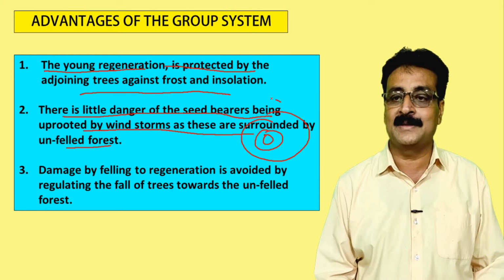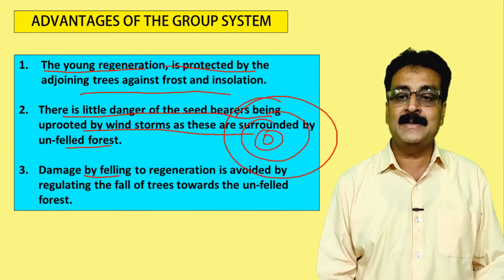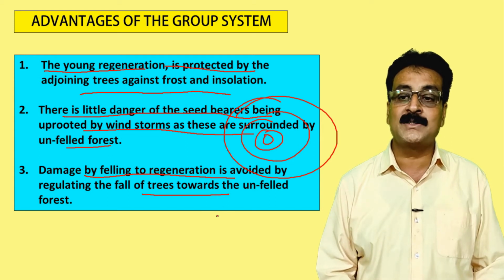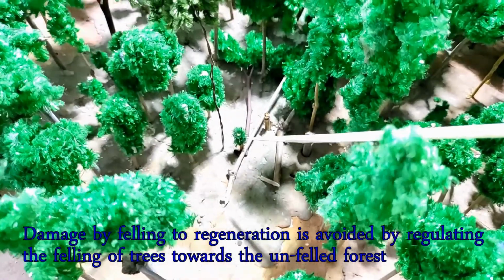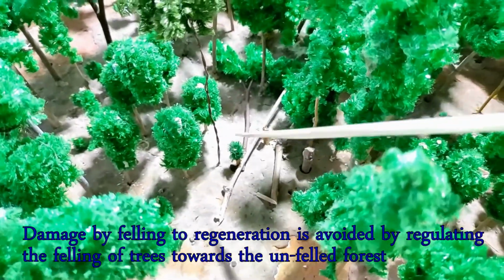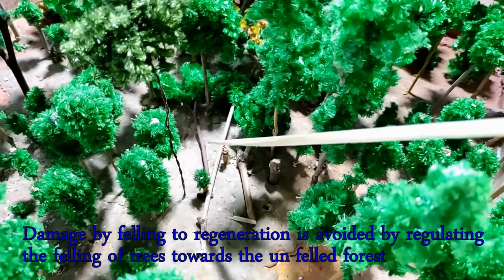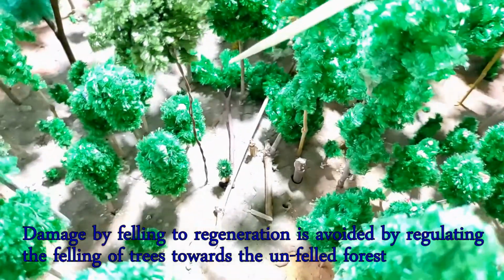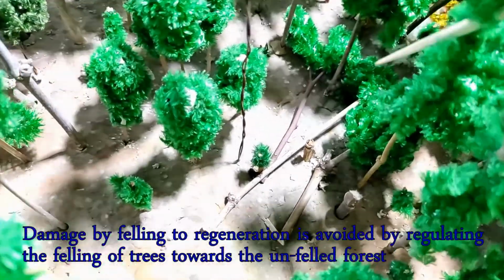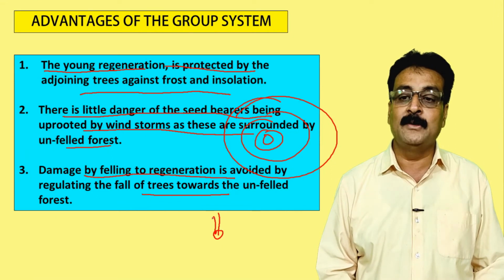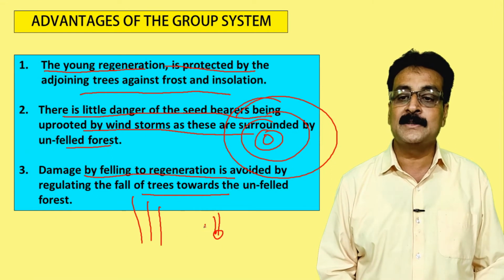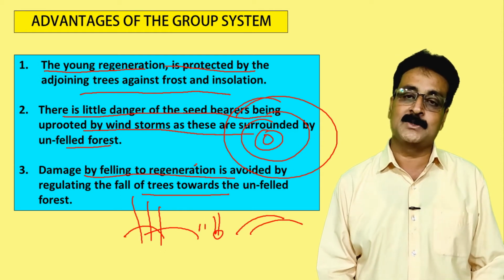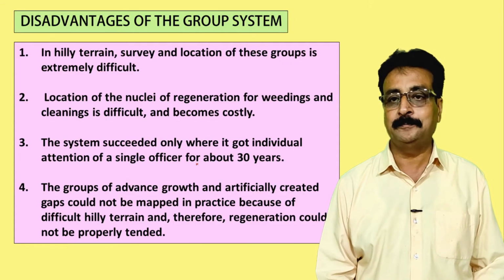In a group system like this, damage by felling to the regeneration is avoided by regulating the felling of trees towards unfelled areas. So this is felling, what we will do, this is unfelled area, this is the regeneration, we will fell on the unfelled area, so we can save the advanced growth and the newly regenerated crop.